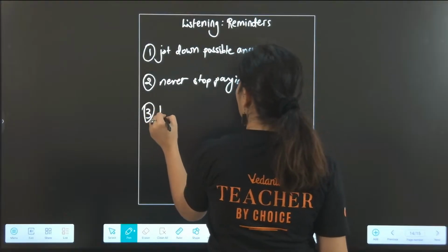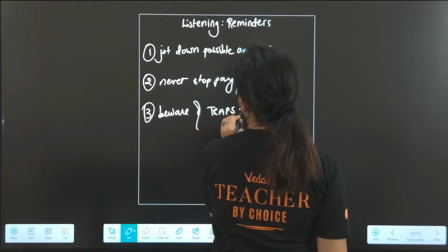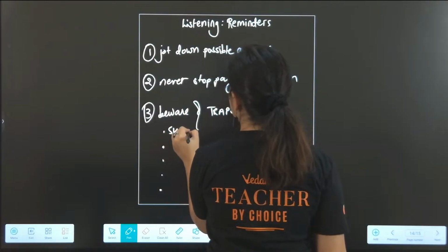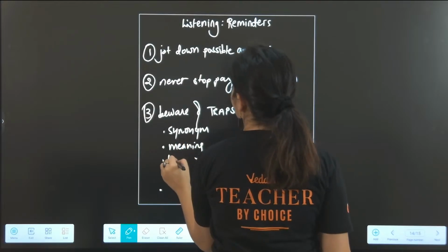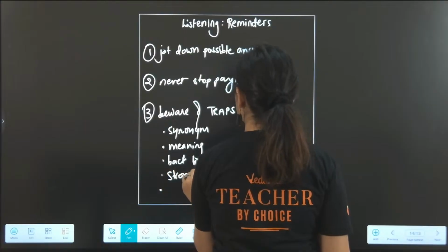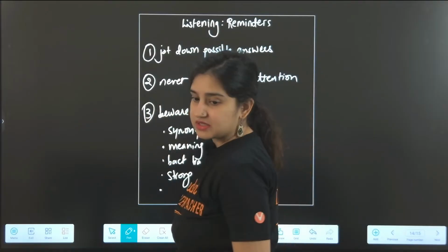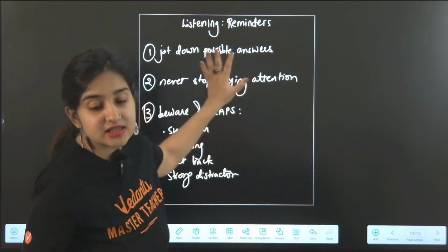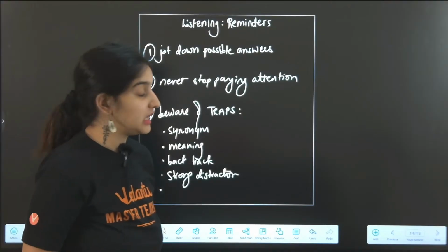Third, you can beware of traps, and then one by one I want you to note down all the traps: synonym trap, meaning trap, backtrack, strong distractor. All the traps that we have discussed, go back to the trap video, figure out all the traps, write them down, and this is just your reminder for the listening part of the test. Keep all of this in mind and you will never make a mistake.